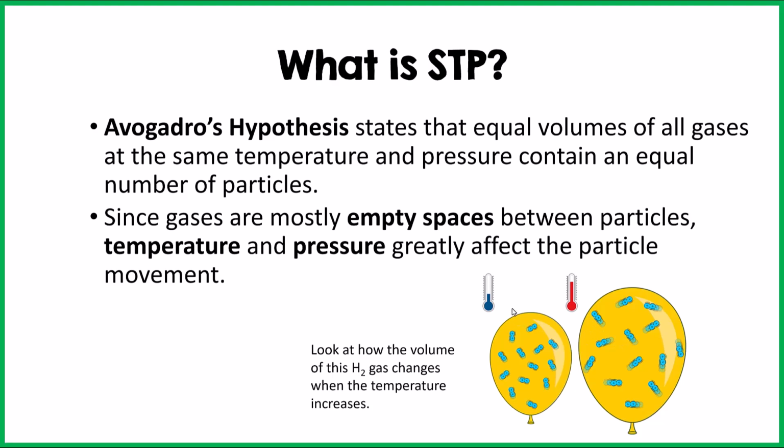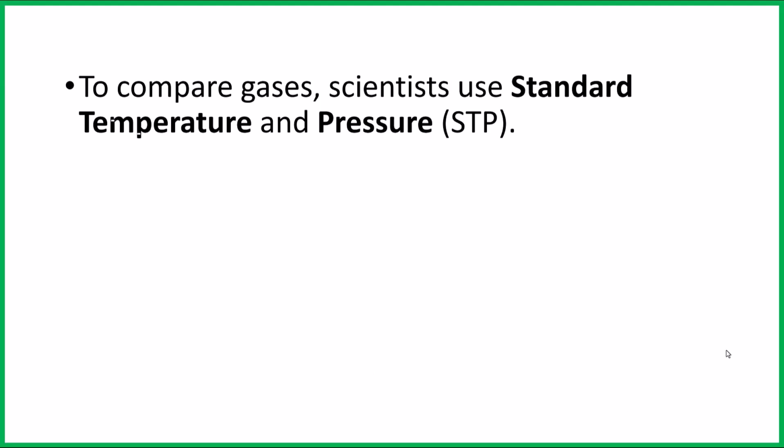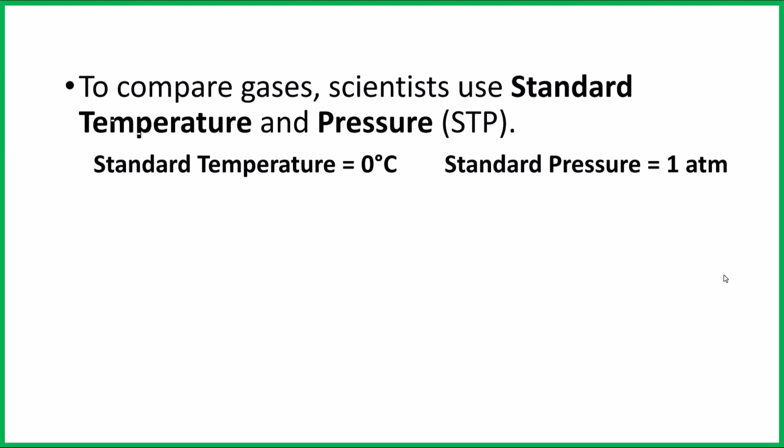So when we're discussing number of particles, it's important that we are discussing a standardized number, and so we use STP to help us standardize what exactly we're talking about in amounts of gases. To compare gases, scientists use standard temperature and pressure, or STP. Standard temperature is 0 degrees Celsius and standard pressure is 1 atmosphere, which is very close to what you would experience around your body from air pressure.